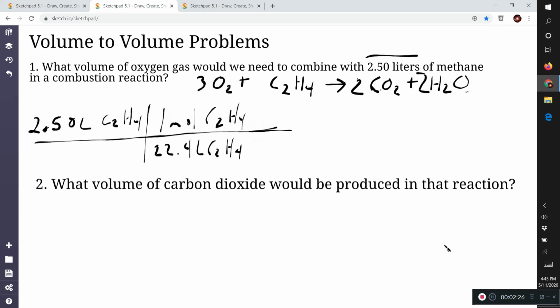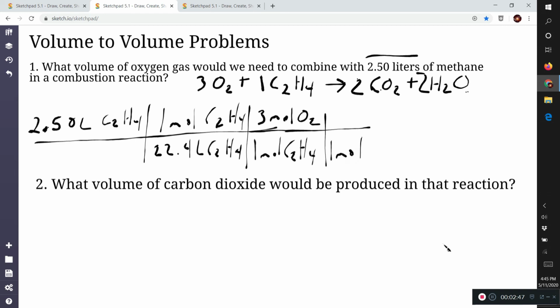And here's where the ratio comes in. Basically, there's a 1 here, so 1 mole of C2H4 is going to combine with 3 moles of oxygen. And we want to know the volume, so we use that same ratio. 1 mole of O2 is going to be 22.4 liters of O2.